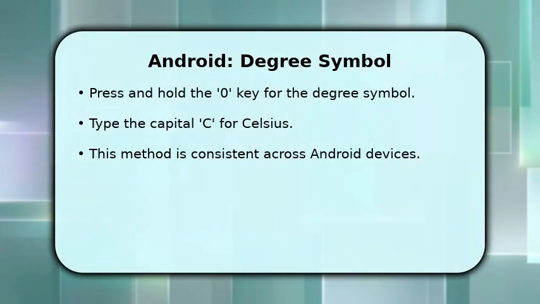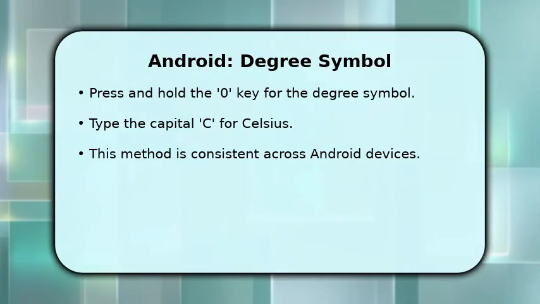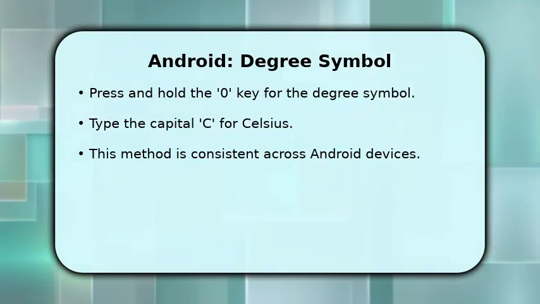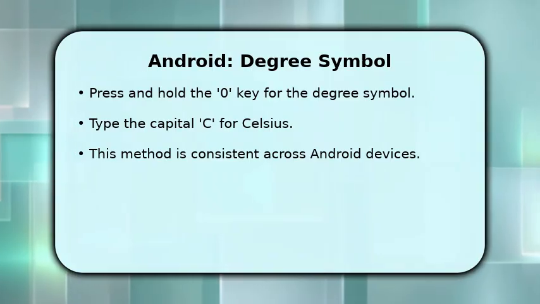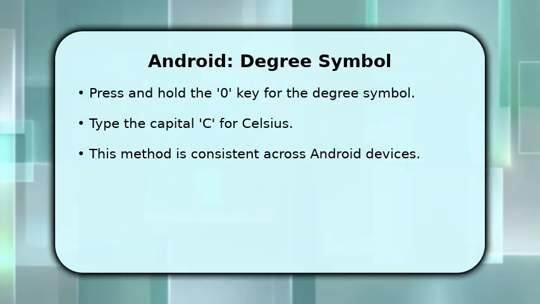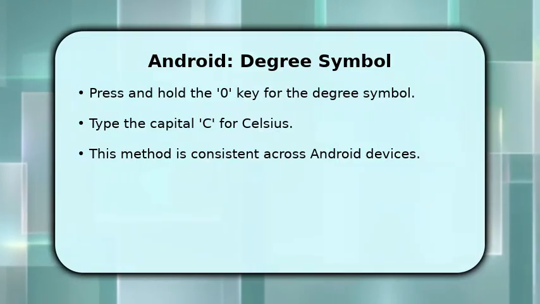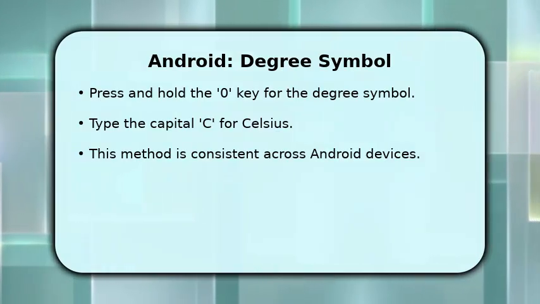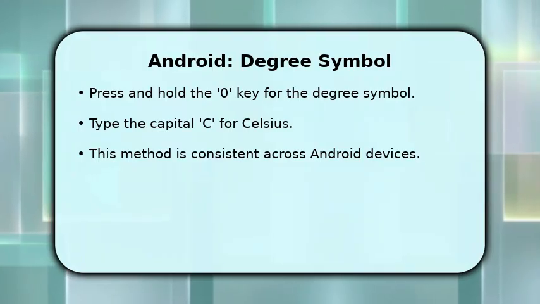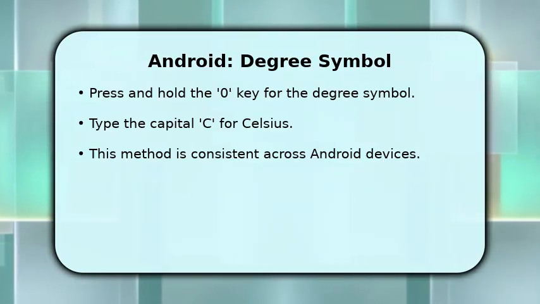For Android users, typing the degree Celsius symbol is very simple. Open your keyboard and find the number 0 key. Press and hold this key, and you'll see a small menu pop up with several options, including the degree symbol. Select it, and then just type a capital C immediately after. This quick method works reliably on most Android phones and tablets, making it easy to share temperature readings.